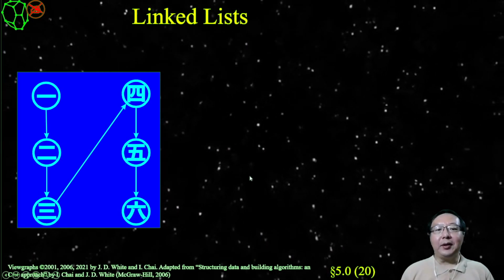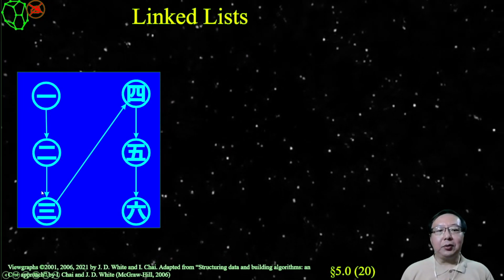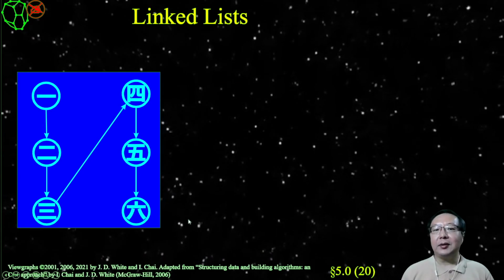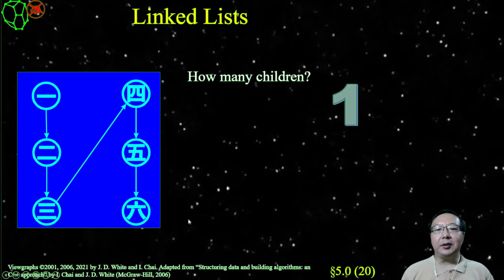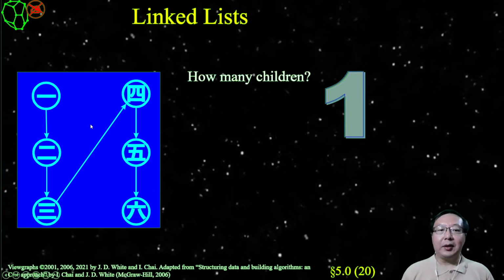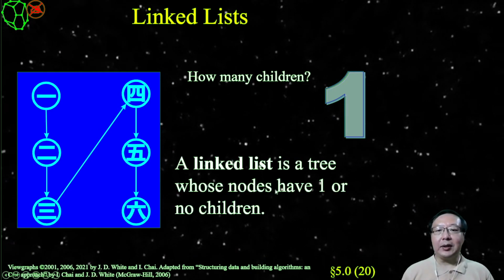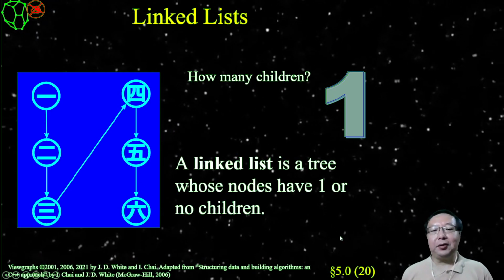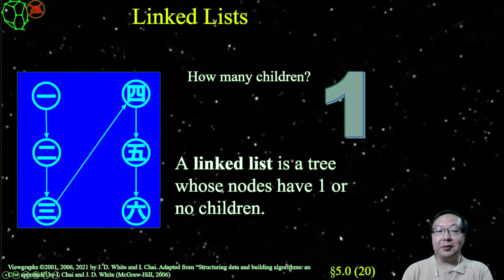And remember our linked list? 1, 2, 3, 4, 5, 6. How many children? 1. Everything has only one child. A linked list is essentially a tree whose nodes have 1 or no children.